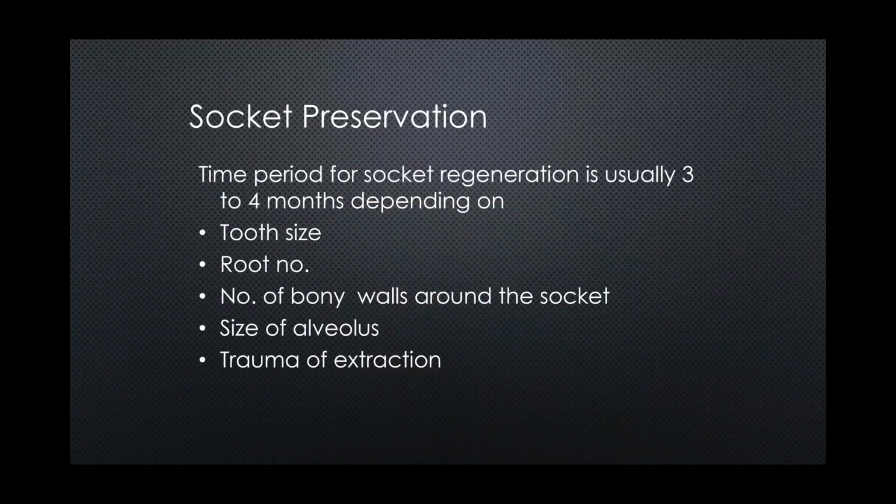Well, typically it's about 3 or 4 months, depending upon the bone substitute you use. It depends upon the root size, the tooth number, the number of teeth, and the size of the teeth.